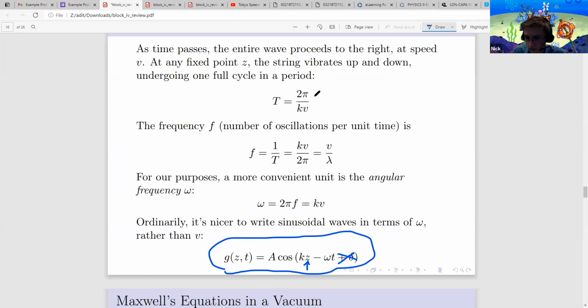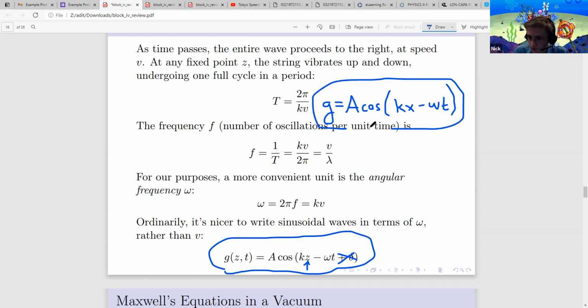if you want to remember the general form of a wave, it's G is equal to some amplitude times the cosine. The trick I use in my head is whatever I feed into my cosine can't have any units. So k has units of 1/meters and z has units of meters, or x, whatever. And omega has units of 1/time and t has units of time. So whatever I feed in here has to be unitless in the end. That's how I remember it, but I don't know, Tyler, if you have any better ways of remembering the general form. It's just this.